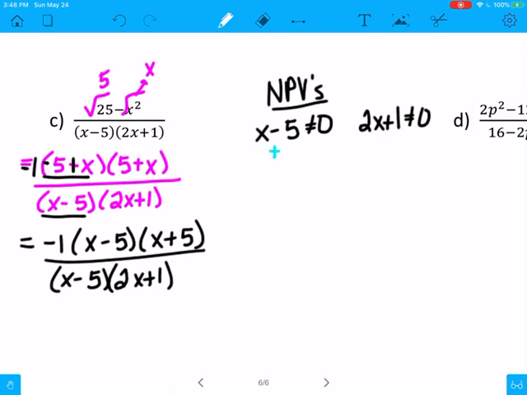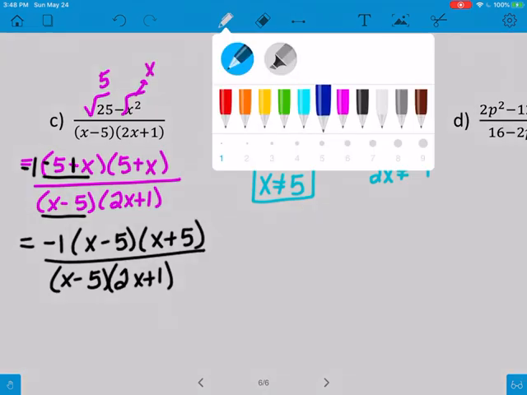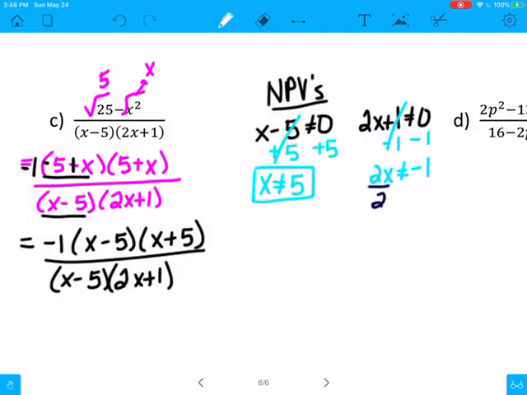I'm going to add 5 to both sides. X cannot equal 5. Here I'm going to subtract 1. 2x cannot equal negative 1. Divide by 2. X cannot equal negative a half.